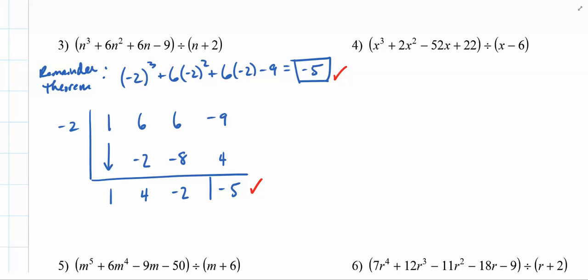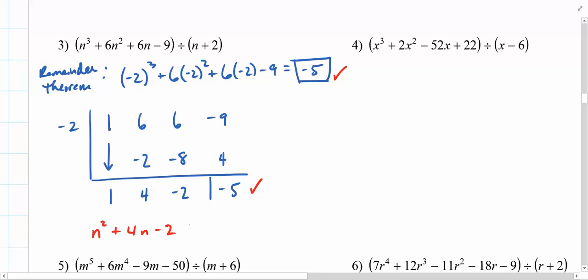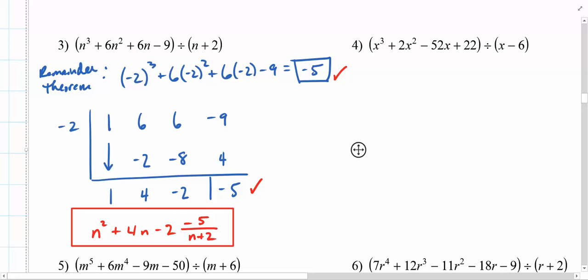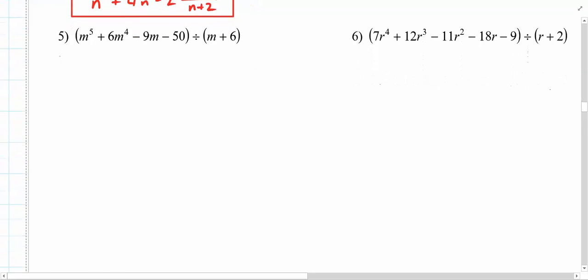So hopefully you were able to follow along with that quickly here. And we did end up seeing that our remainder is -5. If I were to complete this division, my result would be n squared plus 4n minus 2 with a remainder of -5 over n plus 2. Let's try one more example here, number 5. I would like to complete the remainder theorem first, and then we will verify the remainder by using synthetic division.